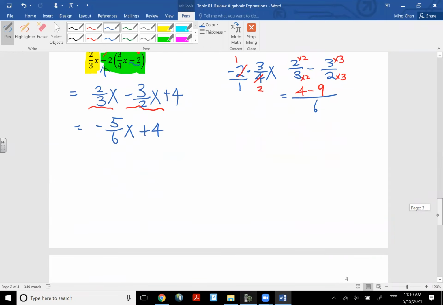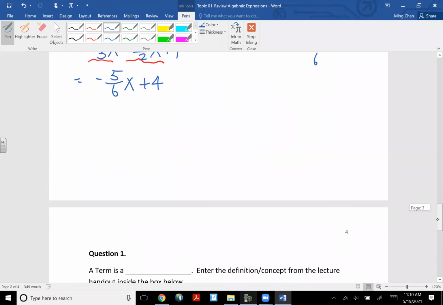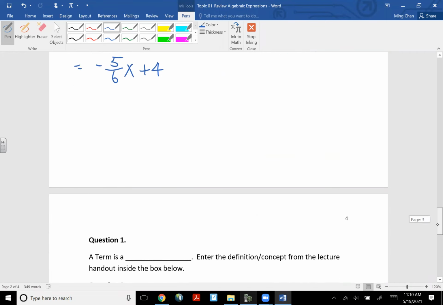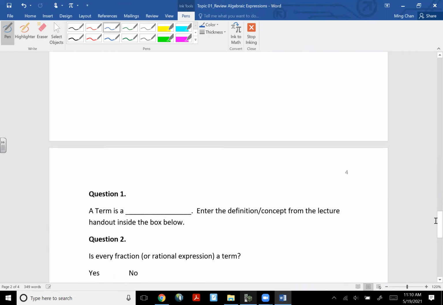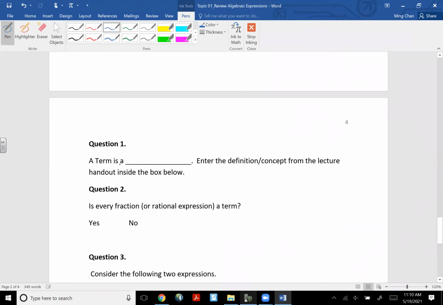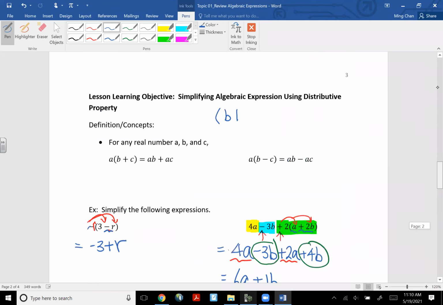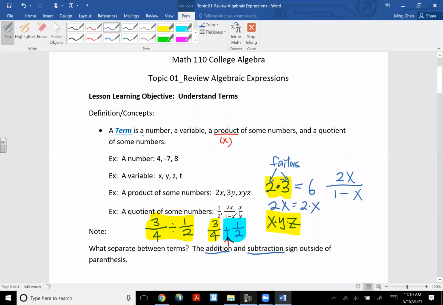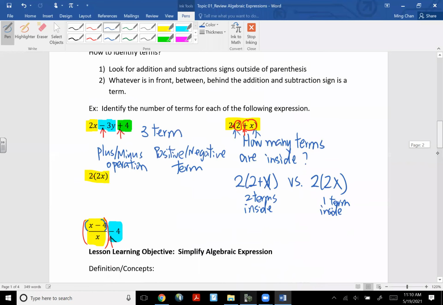All right, let's review. Okay, so that's it. So let's go over the homework. I always try to go over the homework. Most of these come from the handout or some of the things I talked about. So a term is what? I need you to enter all these definitions. A term is a number, a variable, a product of numbers and variables, or a quotient of numbers and variables. Do that for question number 1.